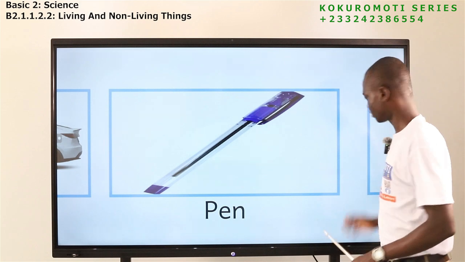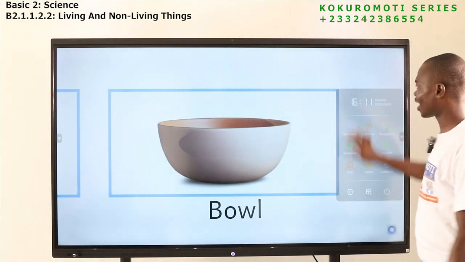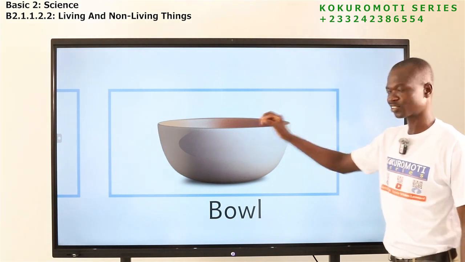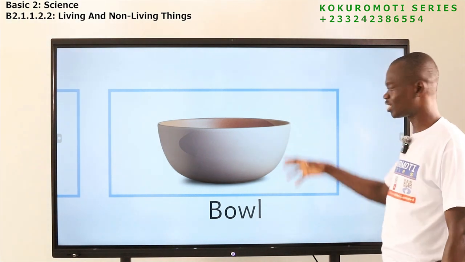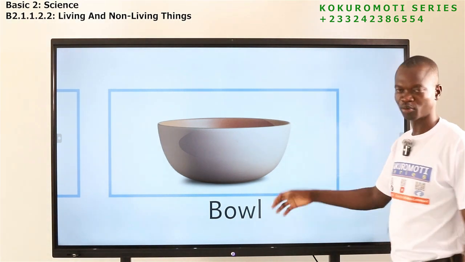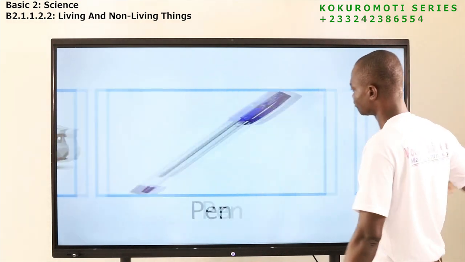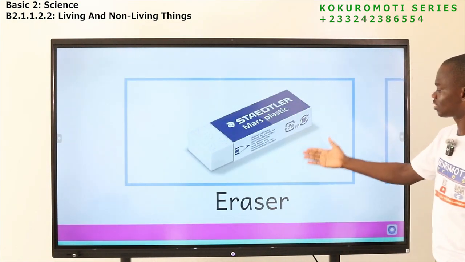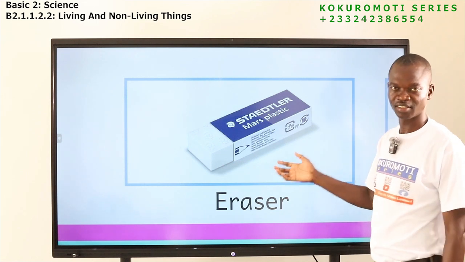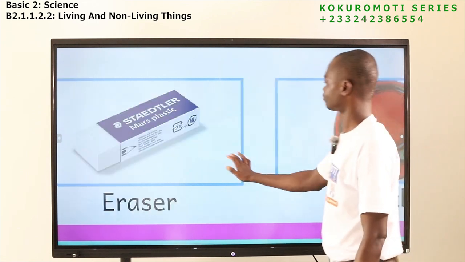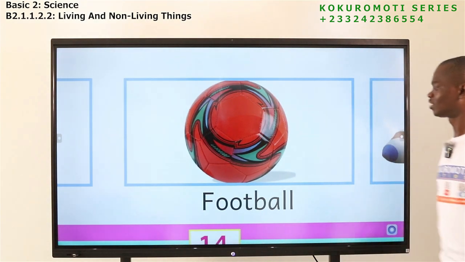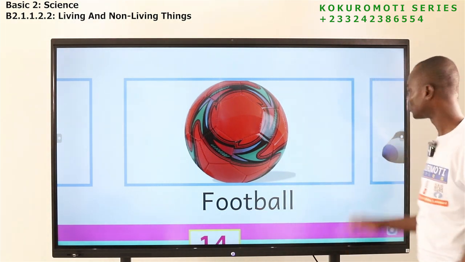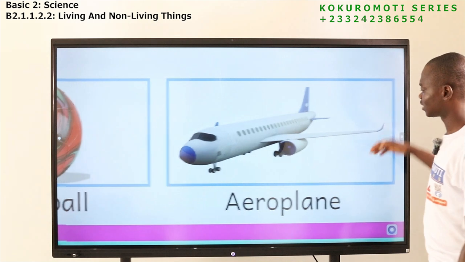Example is what? Pen. I'll ask you. So look at this and tell me, what do you see here? Yes, what do we do in this? We eat from this bowl. So this is what? Bowl. It's a non-living thing. Let's come here. What is this? This is an eraser. Okay. Then what do you have here? Yes, the boys. I know you like this thing. Football. Okay.